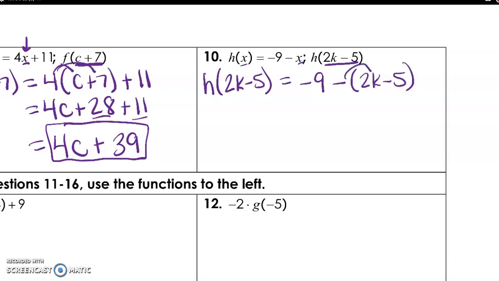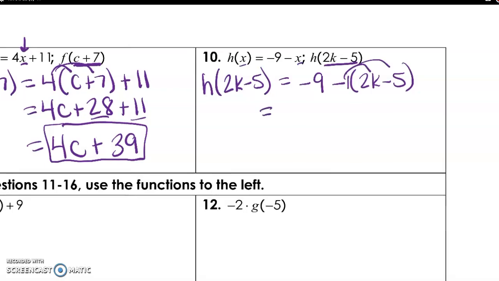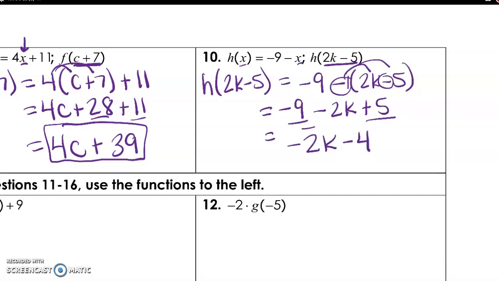So distributing the negative sign, or if you need to think of it as having a negative 1 there, we would have negative 9 minus 2k plus 5. Negative times a negative is a positive. Combine our like terms, our final answer would be negative 2k minus 4. So no different than plugging just a number in, but you're going to have to distribute and combine like terms if you have an expression rather than just a number.